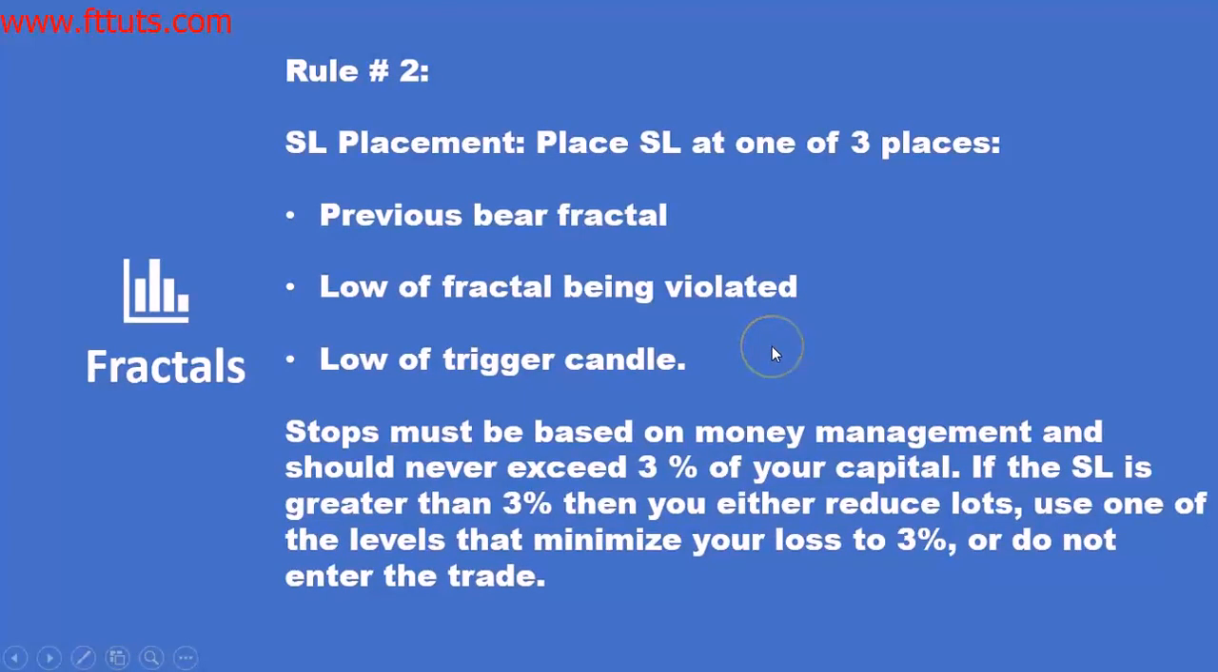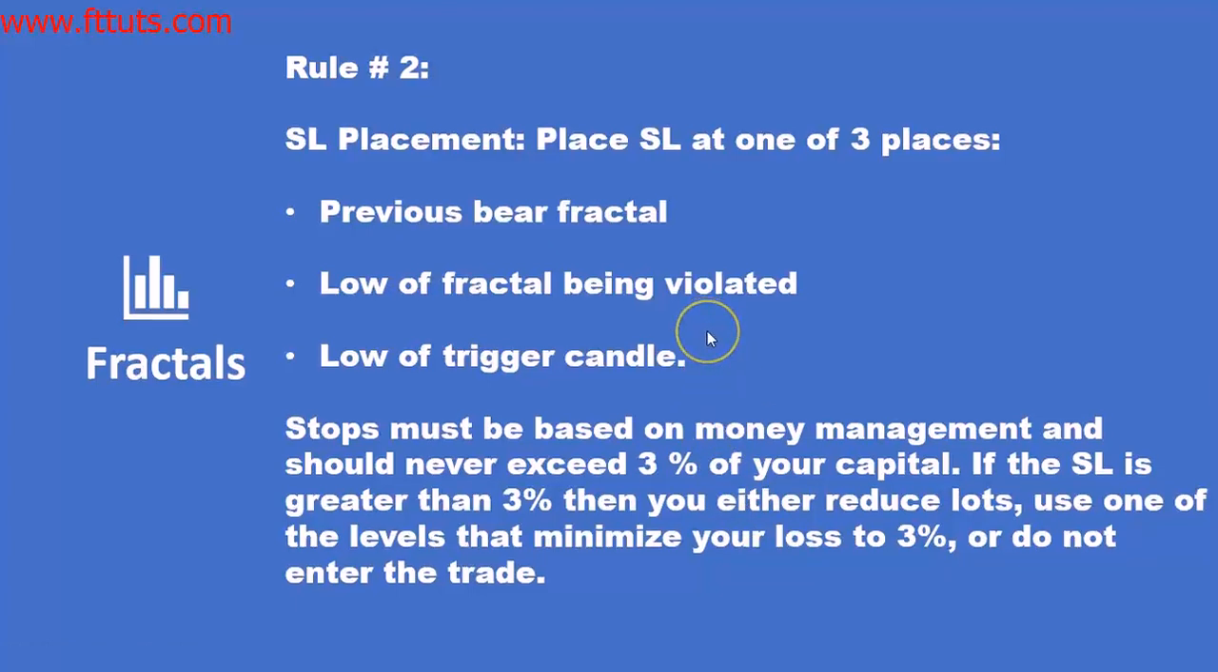So your second rule is your placement, place your stop loss placement. Place your stop loss at one of three places: the previous bear fractal, the low of fractal being violated, or the low of trigger candle. Stops got to be based on money management and should never exceed 3% of your capital. So if the stop loss is greater than 3%, then you either reduce lots, use one of the levels that minimize your loss to 3%, or do not enter the trade.